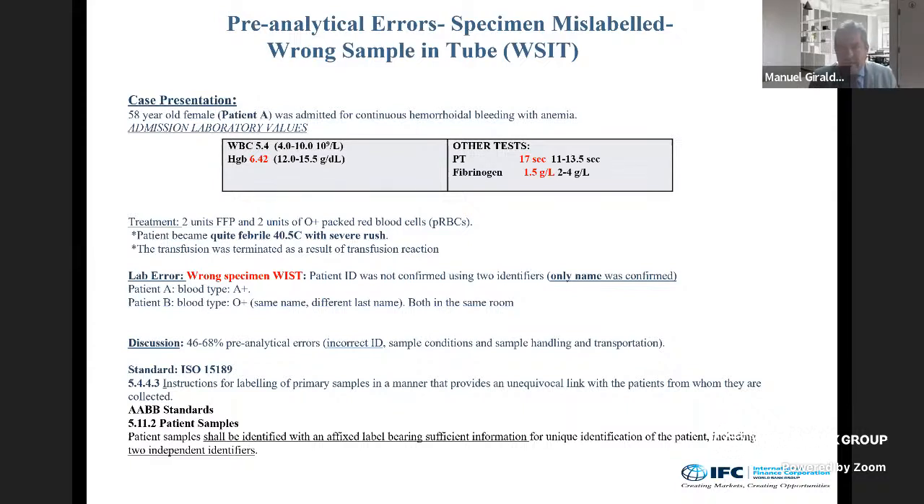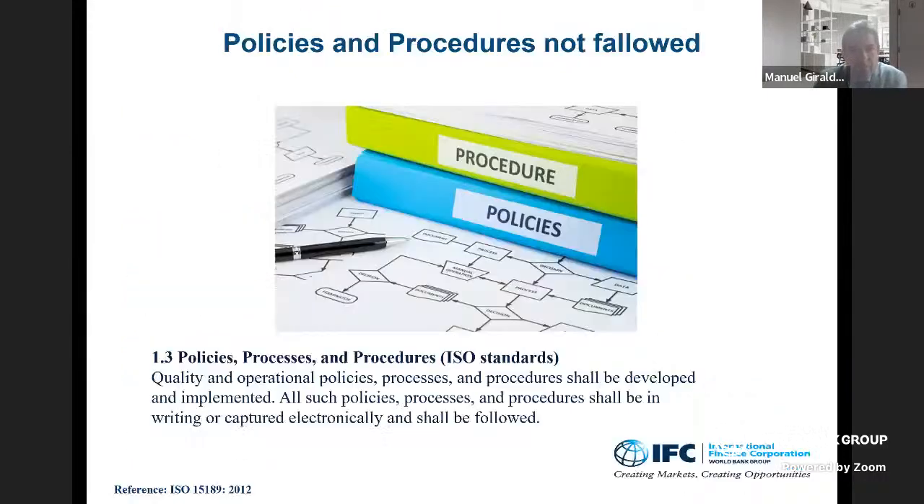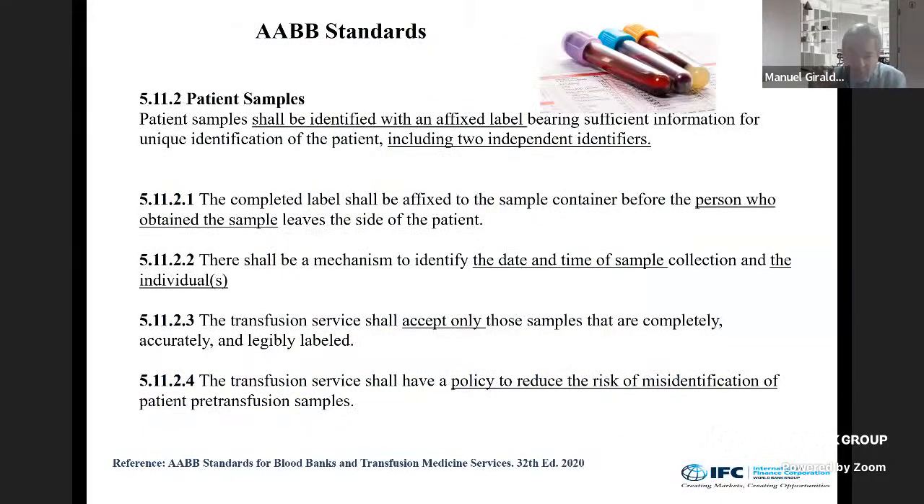The second standard I want to bring to your attention is from AABB: samples shall be identified with at least 2 identifiers. Just keep that in mind. We do that, but let's always keep that practice, and let's make sure that we have strong policies related to this. These standards are in line with major accreditation bodies around the world. So again, it is very important to develop strong policies and procedures, follow and implement them, and update them ideally once a year.